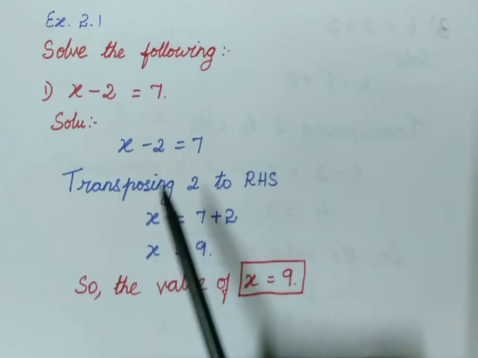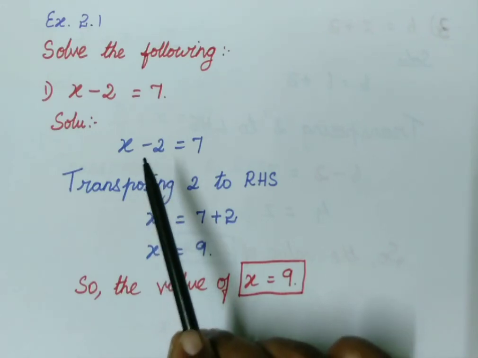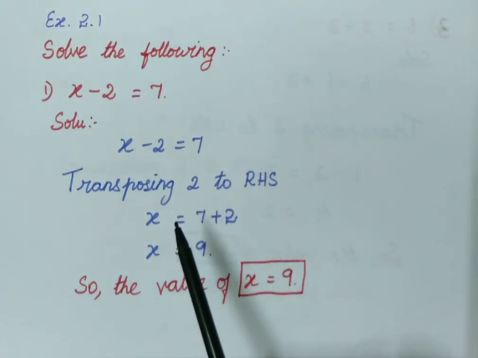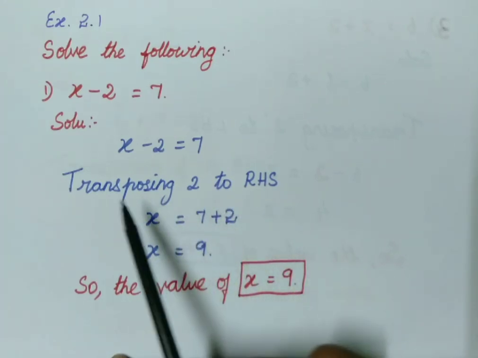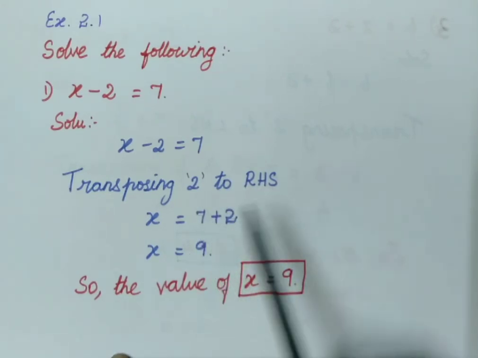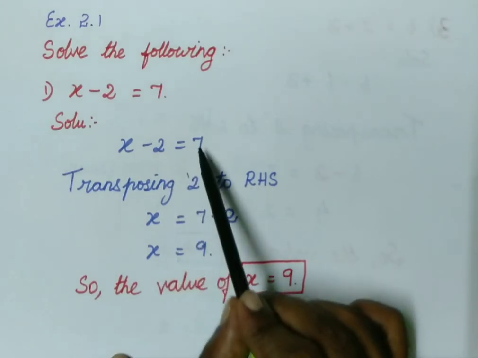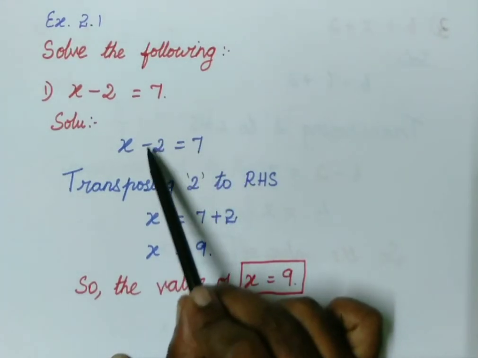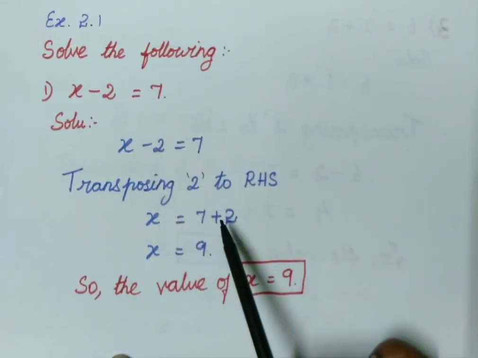What does transposing mean? Transposing is nothing but taking a variable or a constant term and shifting it from one side to the other side. Let me say transposing 2 to RHS, that is transposing the number 2 to the right hand side. What will I get? Now listen, x will be in the left hand side as it is, 7 will be as it is. Now minus 2, when it is transposed or when it crosses the equal to sign, minus 2 will become plus 2.